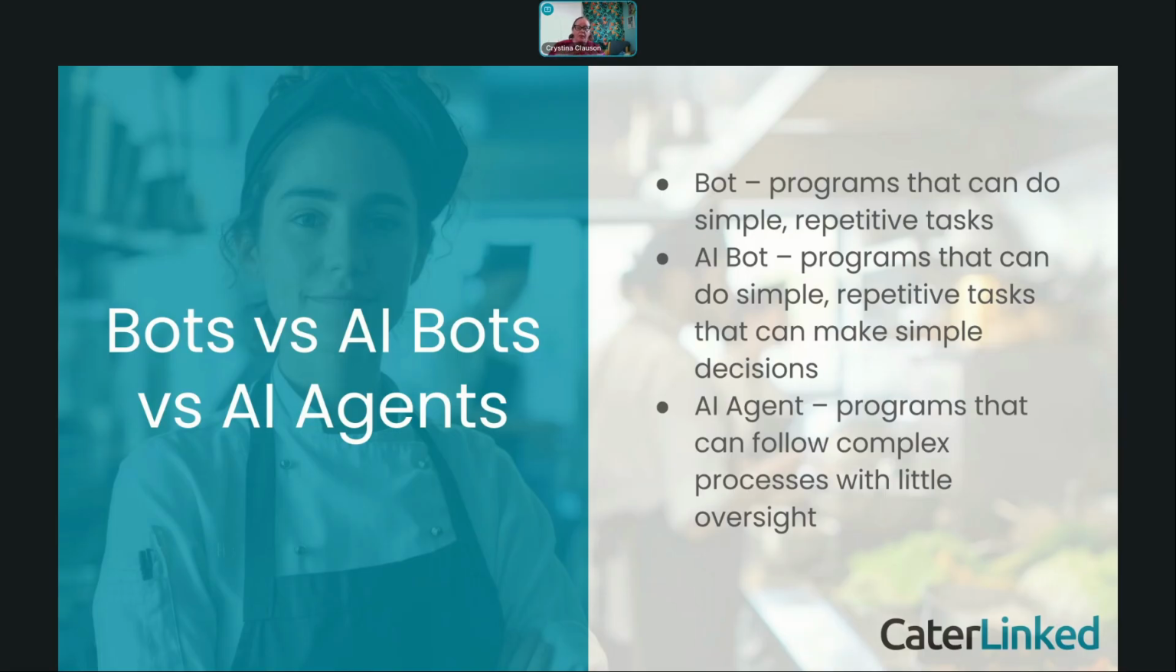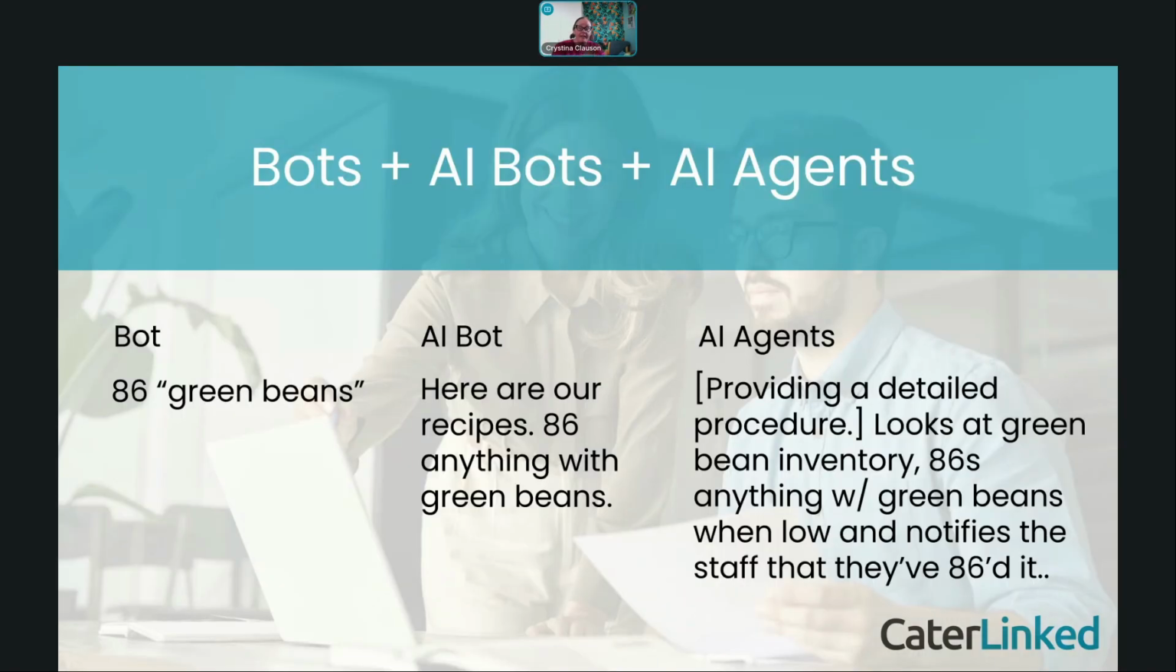And an AI agent is a program that can follow complex processes with little oversight. Let's look at what that means in the restaurant. So, a bot, you can say 86 green beans. Anywhere where it says green beans, 86 it. Go into Monkey and uncheck those 15,073 boxes. For an AI bot, here's a list of our recipes. Go through and 86 anything that has green beans in it.